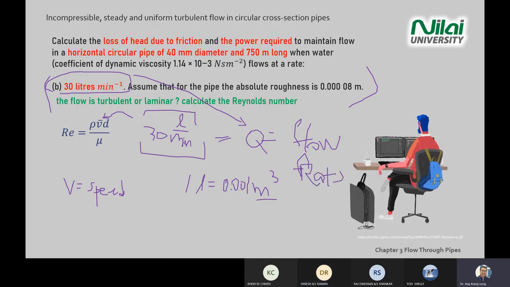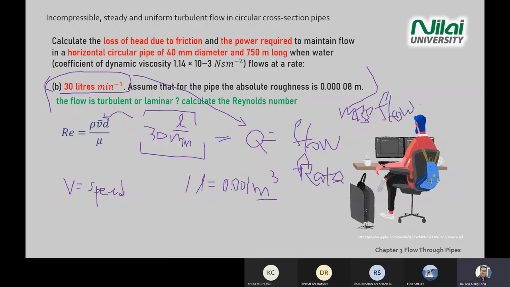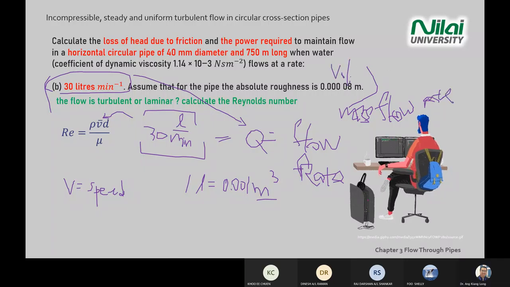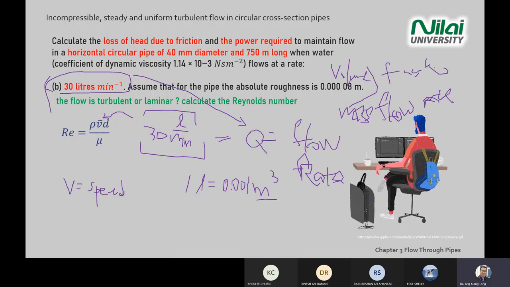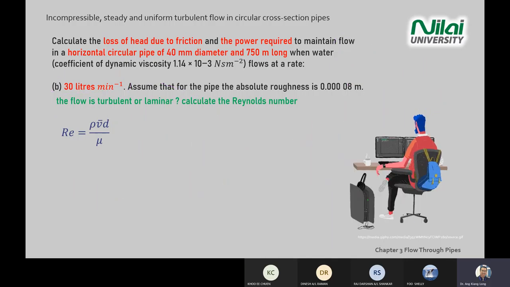Dinesh, you have to be careful when you study flow mechanics. Flow rate doesn't mean anything by itself. It can be mass flow rate. It can be volume flow rate. And if you study energy, it can be energy flow rate. So be careful and focused. What is Q? Q is volume flow rate.